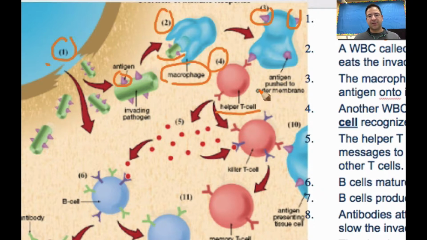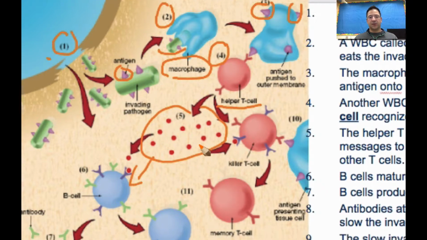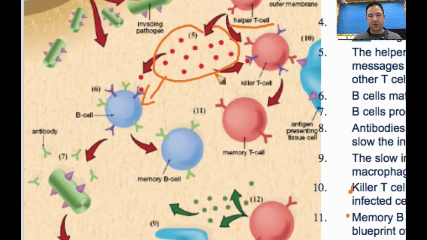The helper T cell now is going to recognize those protein markers as foreign invaders, and it's going to send these chemical signals here. It's going to send those signals to the B cells, and it's also going to send those signals to the killer T cells, and it's going to activate those cells. Now, B cells are another white blood cell, and they actually mature in bone marrow. They're going to receive those chemical signals here.